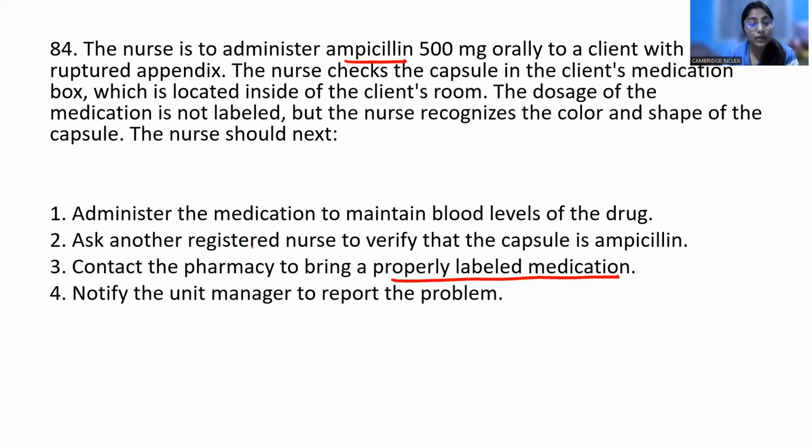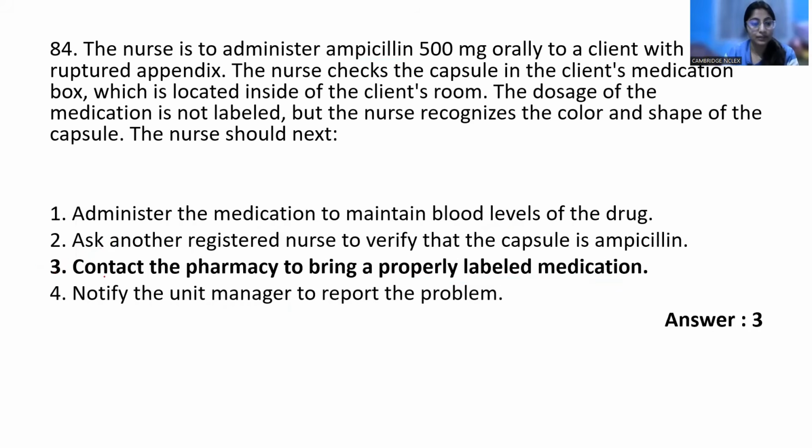We shouldn't ask another registered nurse to verify it because she could also be wrong. We shouldn't give the medication just to maintain blood levels because it could be a completely different drug. Notifying the unit manager to report the problem, we have to give the medication on schedule. So if you notify the unit manager, it'll take too long. So the right thing to do is to contact the pharmacy and get a properly labeled medication. So option number 3 is the correct choice.